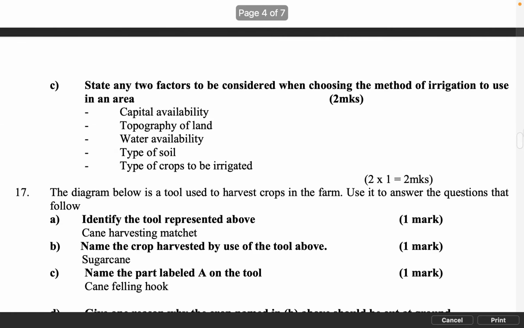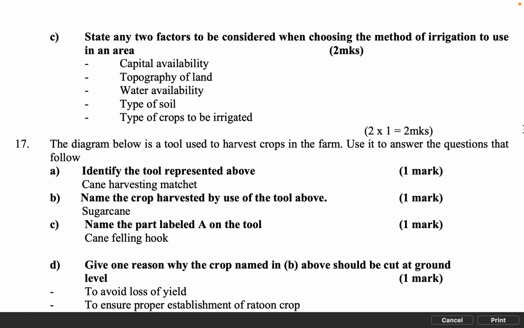2 x 1 equals 2 MKS. C. State any 2 factors to be considered when choosing the method of irrigation to use in an area. 2 MKS. Capital availability. Topography of land. Water availability. Type of soil. Type of crops to be irrigated. 2 x 1 equals 2 MKS.